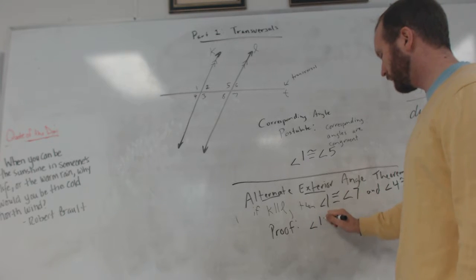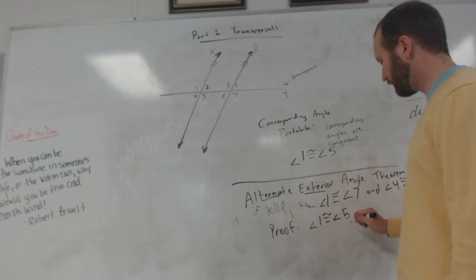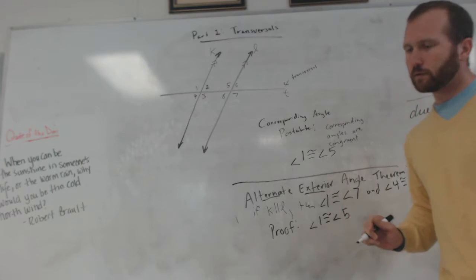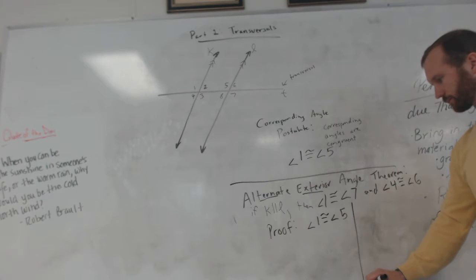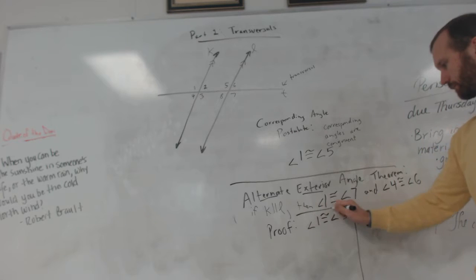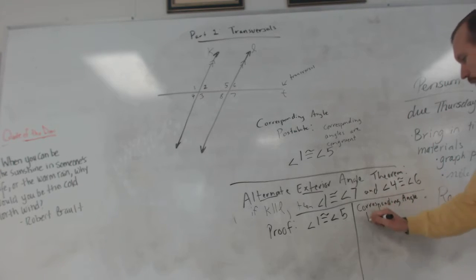Angle 1 is congruent to angle 5. How do I know that? What's my justification? The corresponding angle postulate. Yeah. So we're going to do a 2-column proof. Corresponding angle postulate.